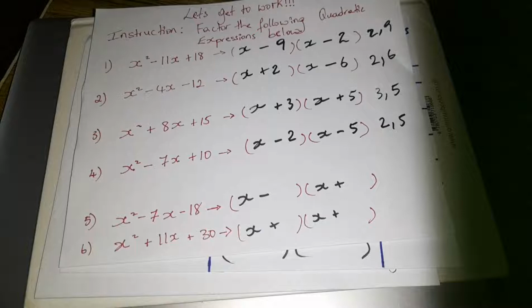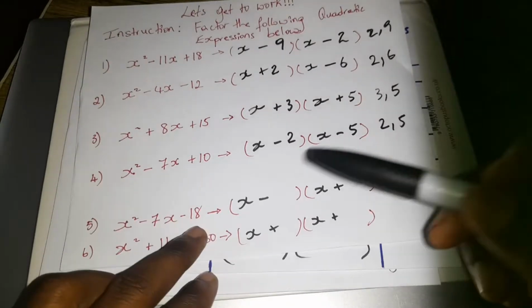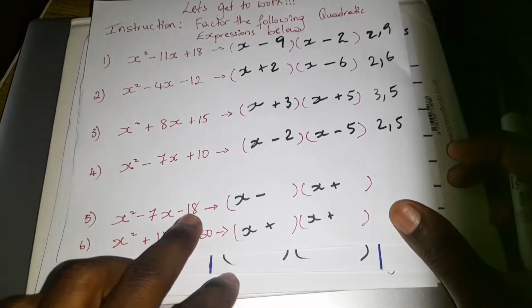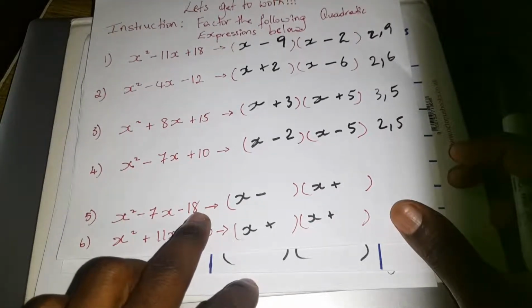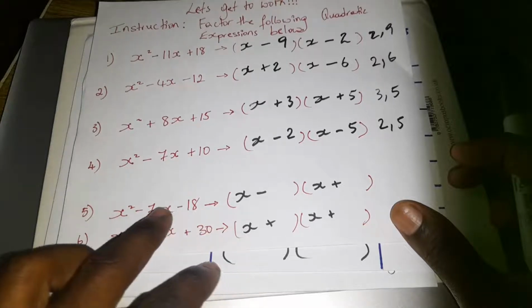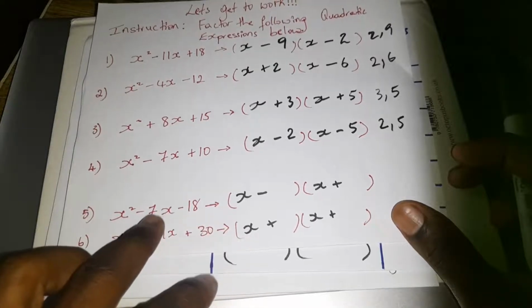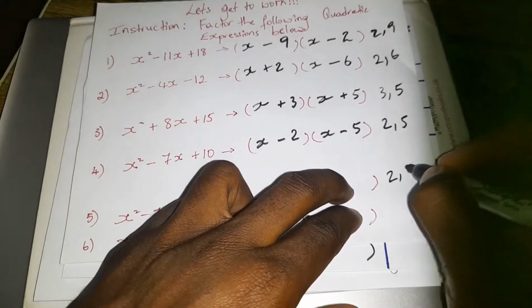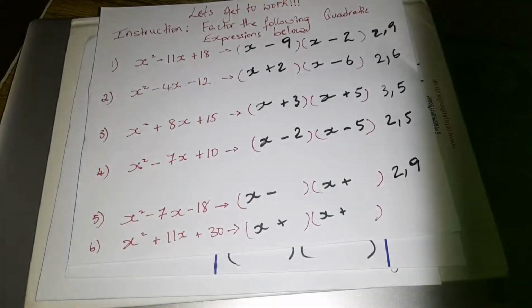Again, this is level 3. Which 2 numbers, when you multiply them, you get 18, but when you subtract the small number from the bigger number, you get 7? That looks like 2 and 9.